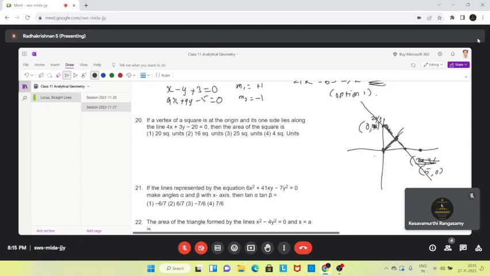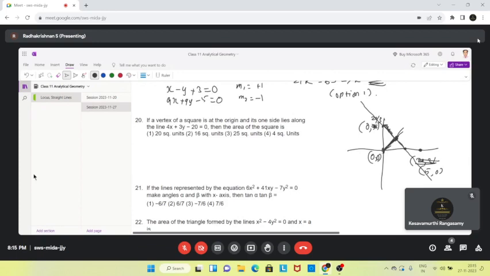Okay, so it is given that this is one vertex. Since one side lies along this line, this should be another side. The line joining 0 comma 0 and this point is the normal to this line. This is basically the length of the normal from this point.